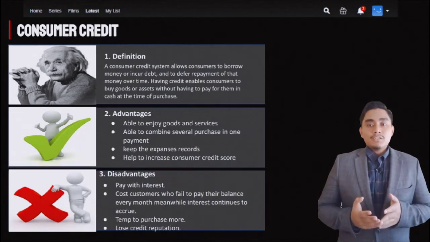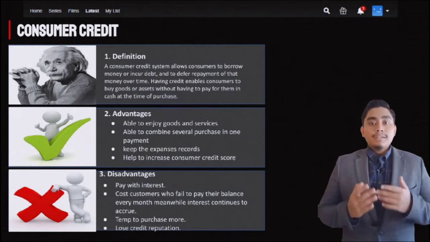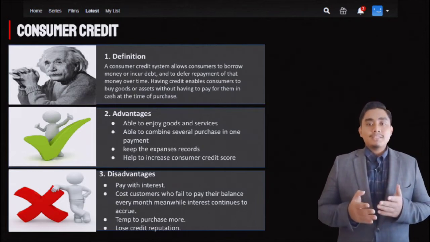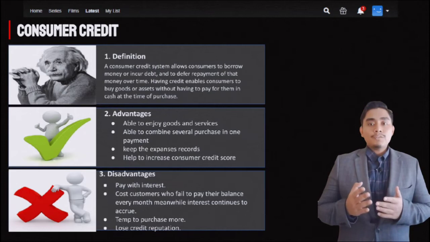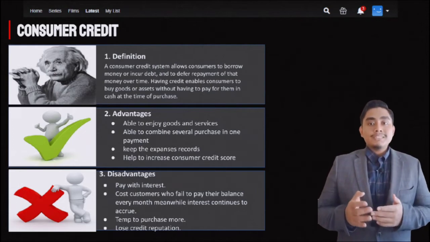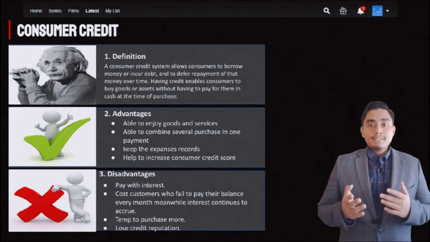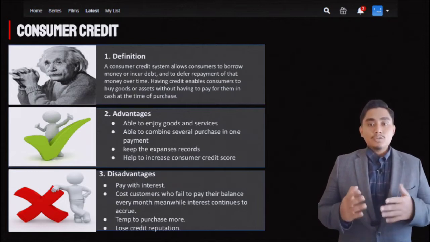The disadvantages of consumer credit is we need to pay back the money that we borrow with interest. Second disadvantage is for customers who fail to pay their balance every month, the interest will continue to accrue. Next, the customer will lose their credit reputation. The last disadvantage of consumer credit is the customer has a limitation to spend.